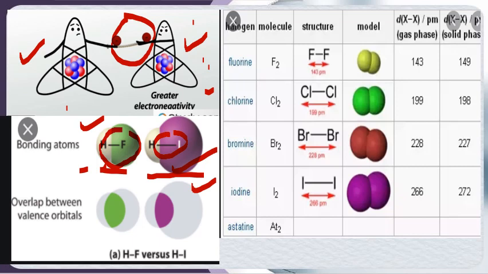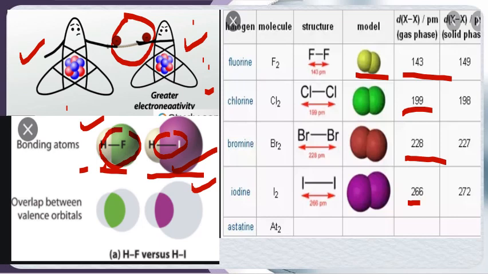Okay, now come to the next one. Look at this. Fluorine has the smallest size, F2 at 143. Size increases as we move down these halogens, right? Here it is 143, 199. It is the size which increases down the group. 228 and then 266, right?